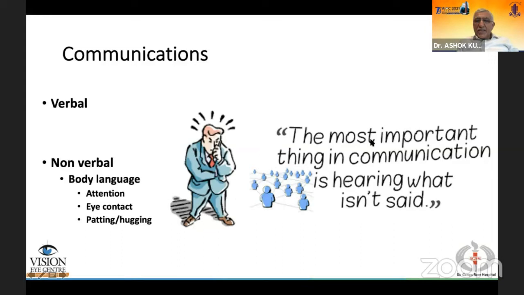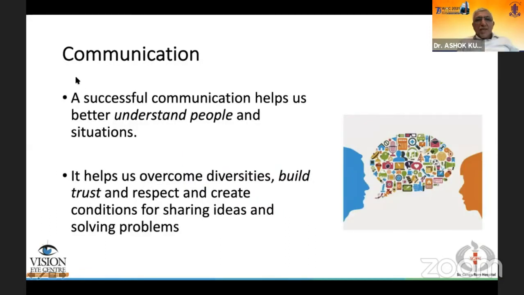So as in any other communication, it is important to hear what is not being said. The body language of the patient is important, and the body language that the surgeon or the entire team has is again important. So what does communication do? Communication helps us better understand people. This is the most important thing. And it helps us build trust and respect. So these two are some of the most important aspects of communication, which we all do in our own ways, in which we deal with patients, in the ways we have taught our teams to deal with the patients. But when we understand the importance of this, we do it better.